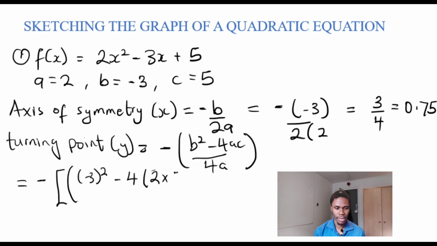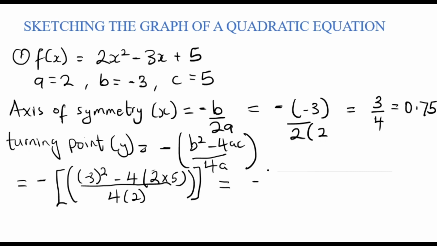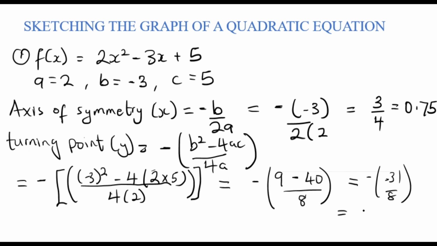AC, all divided by 4a. So this further gives us minus 3 squared is 9, minus 4 times 2 is 8, 8 times 5 is 40, divided by 4 times 2 is 8. So we have 9 minus 40, minus 31, divided by 8. And our final answer is minus 31 divided by 8.